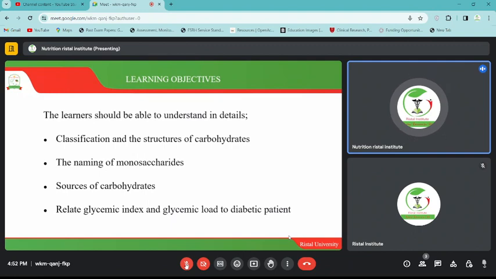And finally, you'll be able to understand what glycemic index and glycemic load are, and also relate them to a diabetic patient. How can you apply that knowledge of glycemic index and glycemic load to a diabetic patient?